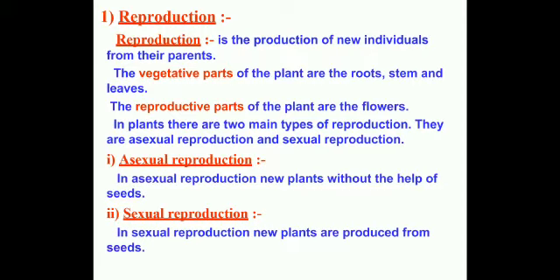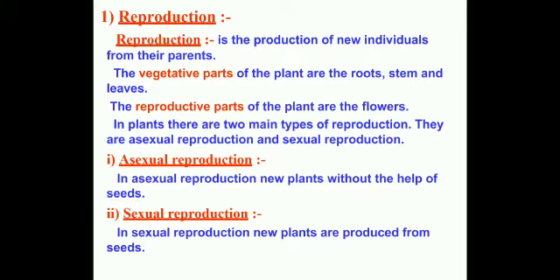Before coming to asexual reproduction, let's understand what the vegetative parts of the plant are. Children, the vegetative parts of the plant are the roots, stem and the leaves. And the reproductive part of the plant is the flower.